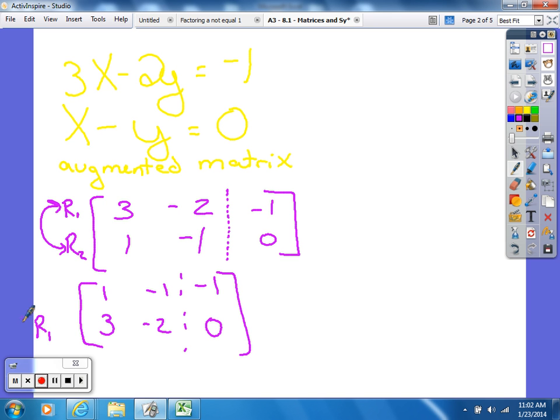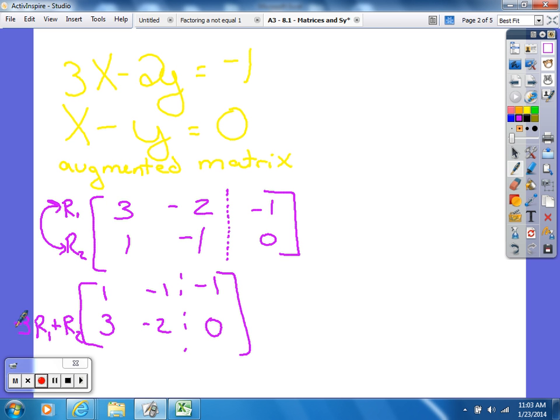So you're saying take 3 times row 1 and add it now to row 2. Exactly. How about I make that negative 3 then? Does that work for you? Okay. So what she said was, how about we take this top row and multiply it by negative 3 and add it to the second row.